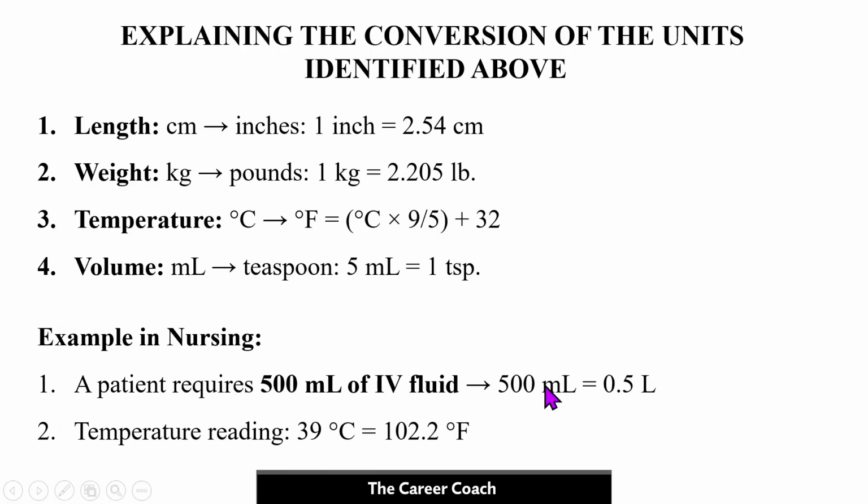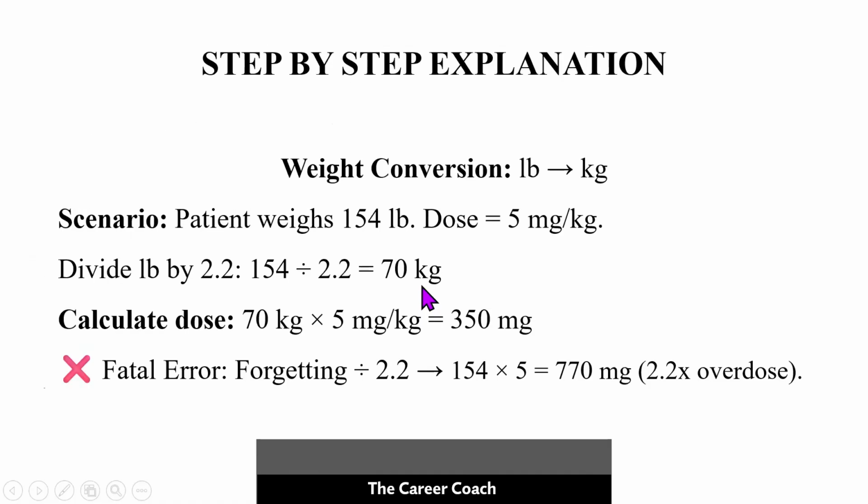That is, 500 ml is equal to 0.5 liters. Temperature reading: 39 degrees Celsius is equal to 102.2 Fahrenheit. More calculations will be done when you are with your lecturers. Step-by-step explanation.